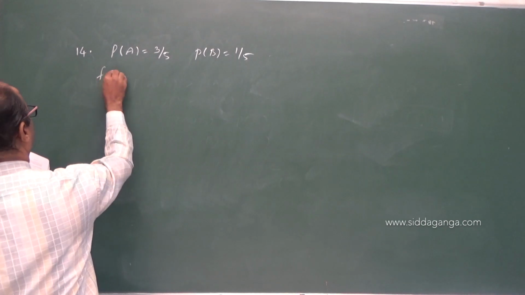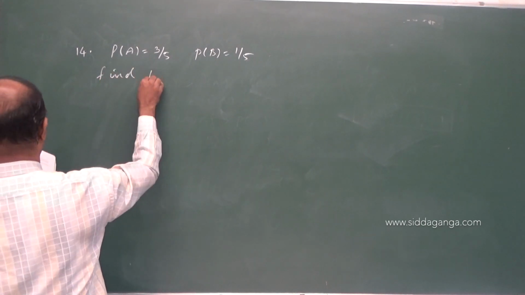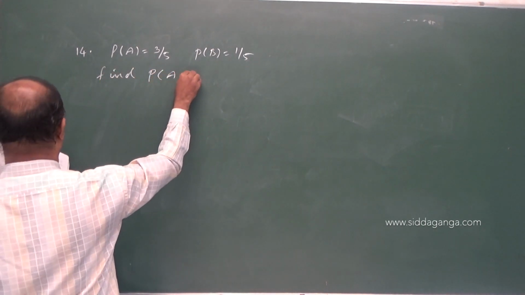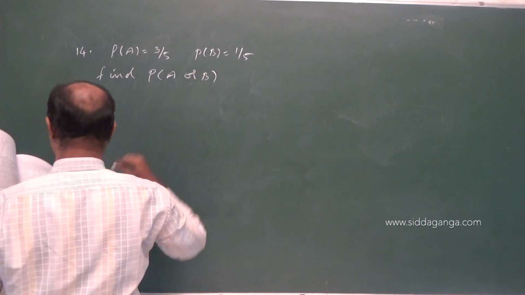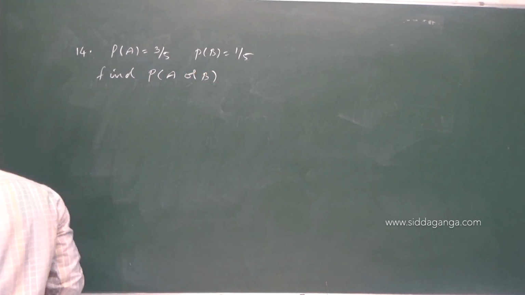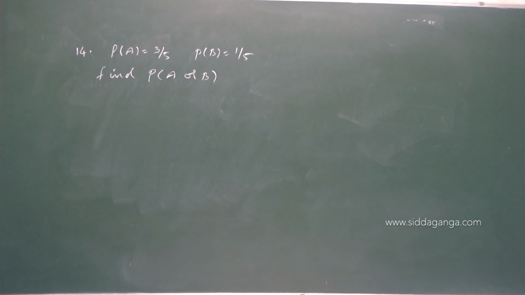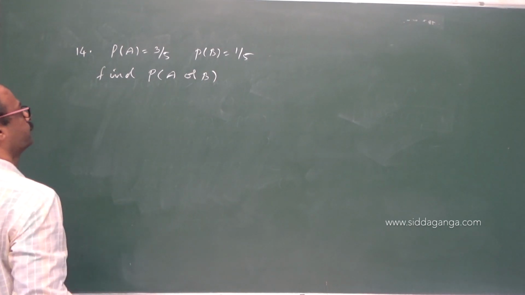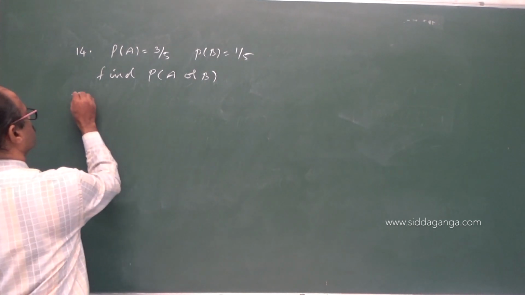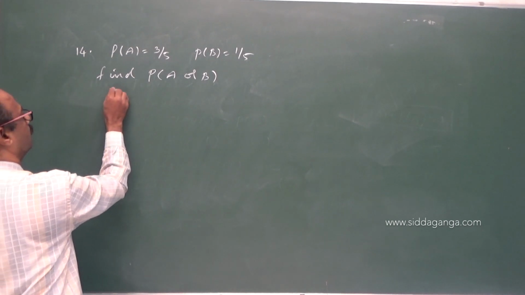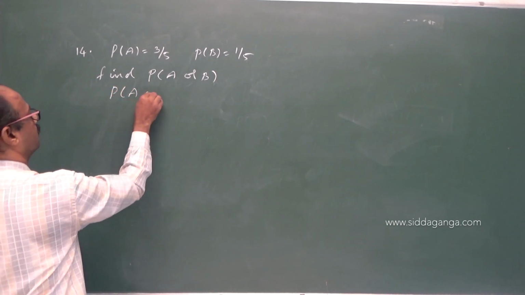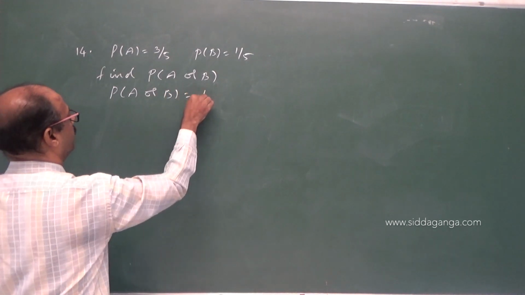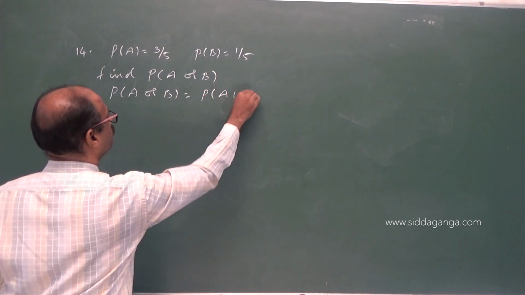Find P of A or B. A and B are mutually exclusive events. So, P of A or B is the same as P of A union B.